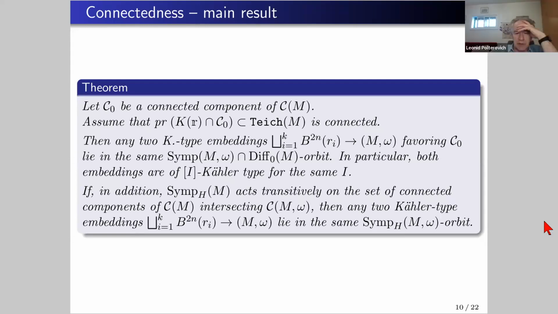I see. And Symp H lies inside Symp M omega intersect Diff zero, of course. No. No. Vice versa. Vice versa, of course. Yes. So the second conclusion is stronger: you have an additional condition and an additional conclusion. If in addition Symp H acts transitively, then you know more than before.